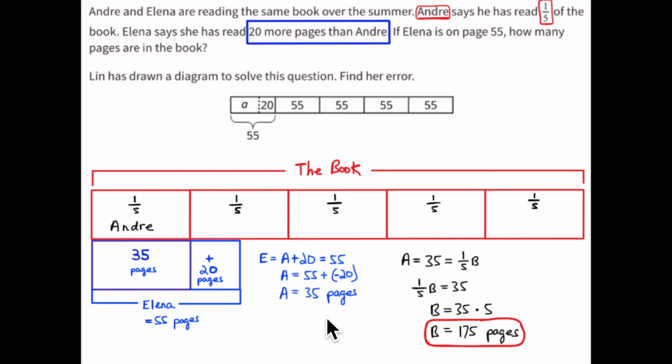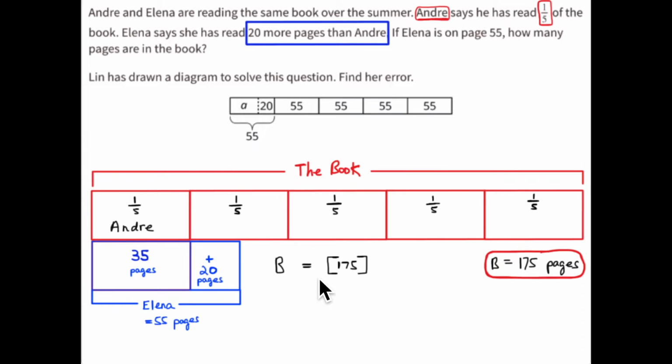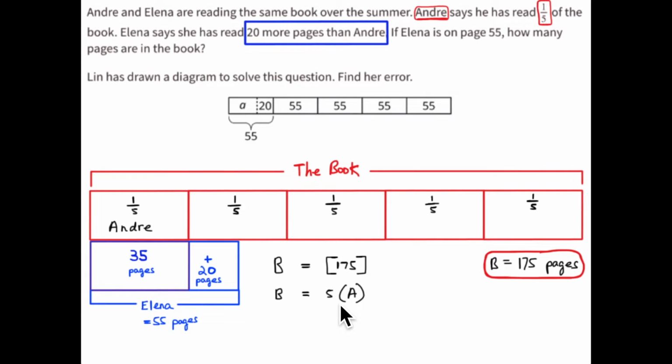Now I solved this puzzle by writing 2 separate equations. What I want to do now is write a single equation, so I'm going to combine these 2 equations. I'm going to start out with the book equals 175 pages. I'm going to replace that 175 with the relationship between Andre and the book and the relationship between Andre and what Elena read. So the book is 5 times what Andre read. That's that reciprocal or multiplicative inverse relationship. Andre read 1/5 of the book. That means that the book is 5 times what Andre read. So that's the relationship between Andre and the book.